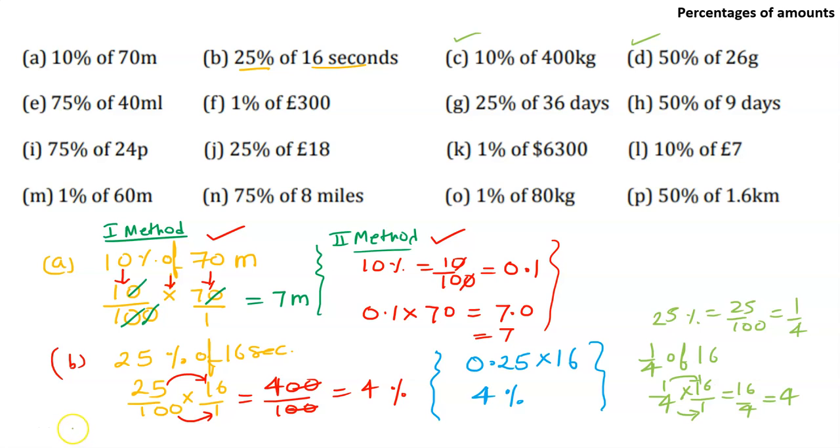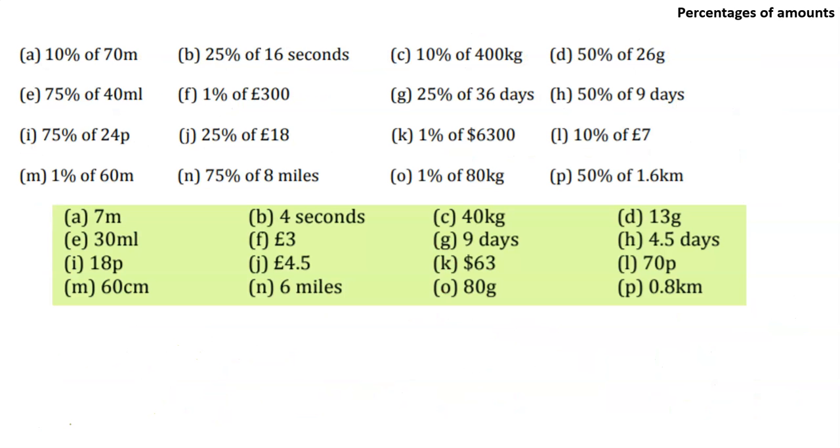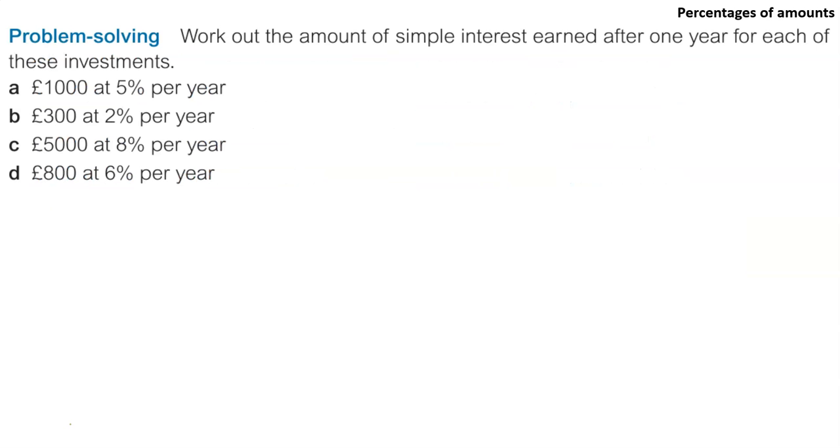Okay, welcome back if you have tried. So you can check your answers with my answers. So here are answers. Okay, so this is what you're supposed to do. Now, next question here, problem solving. Work out the amount of simple interest earned after 1 year for each of these investment.